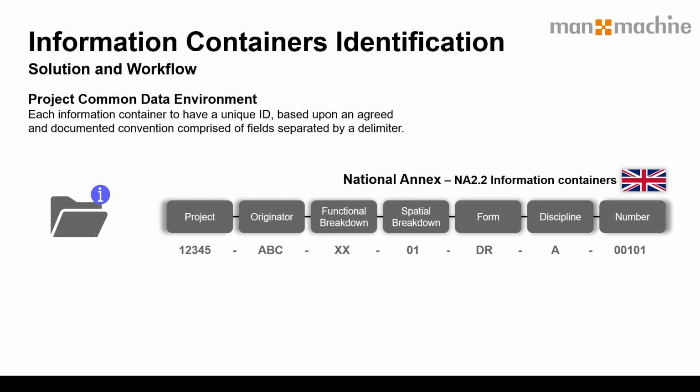Now in the UK, under Part 2, we have a national annex. And in Part 2, it does state what that container ID should be, which is highlighted on the screen here. And you can see there's a number of fields we'll need to align it to. And again, I just want to reiterate, this is UK specific. Other countries may differ.